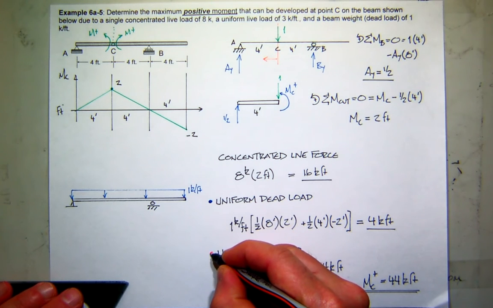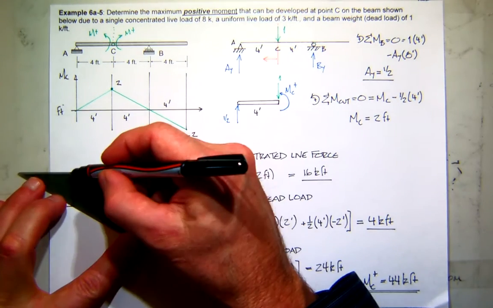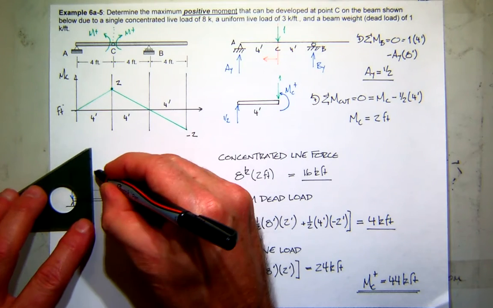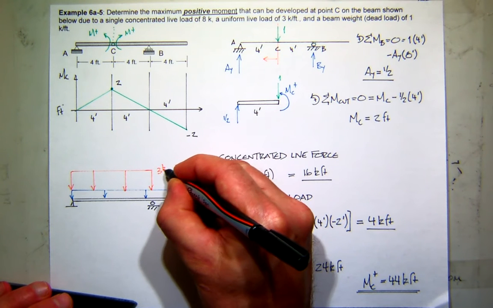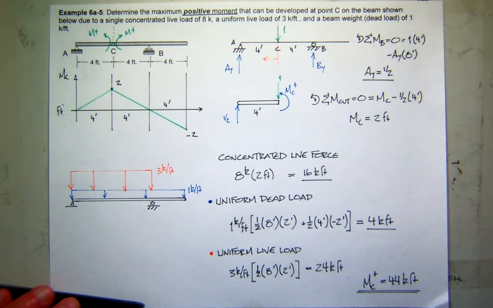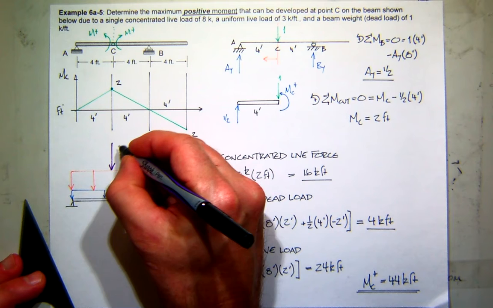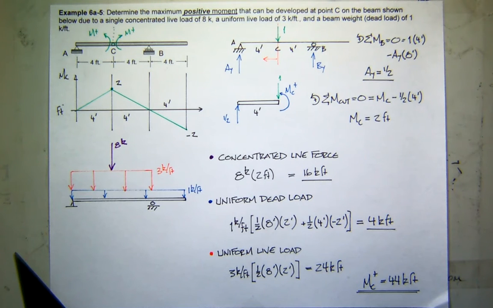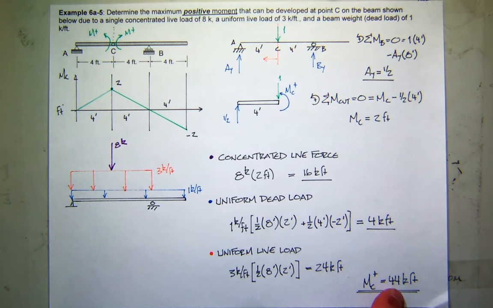Let's do the live load. I'll do that in orange. The live load only goes over the first 8 feet, which is here. And that live load is a little bit bigger. It was 3 kips per foot. And then where did my concentrated load go? Right here. And that's 8 kips. Purple. So that's the combination of loads and locations that creates the maximum positive moment at C.